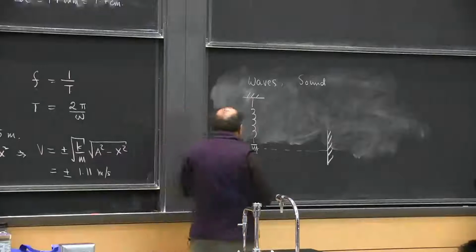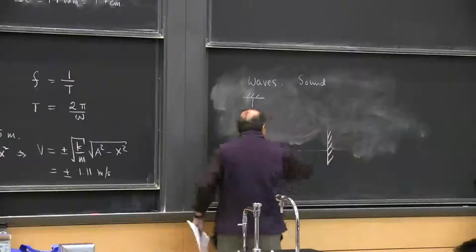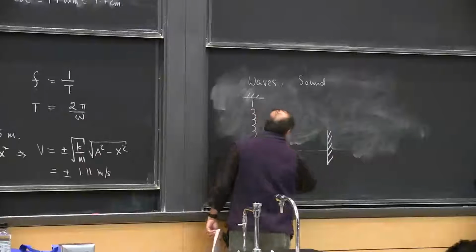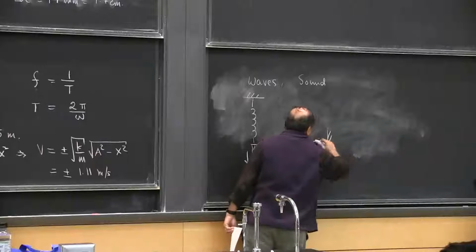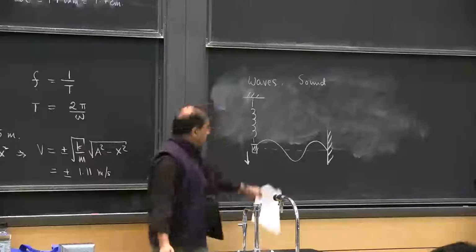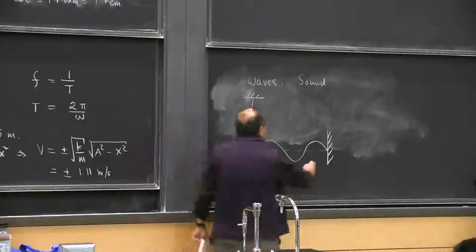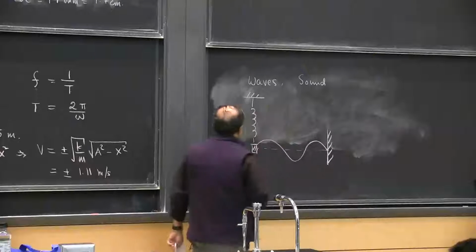If I do that, then what will happen is that the string that is attached actually will end up with some kind of waves going through it. And because the string is attached to the other end, you can't have any vibration where the string ties to the wall. So at this point you can't have vibration.